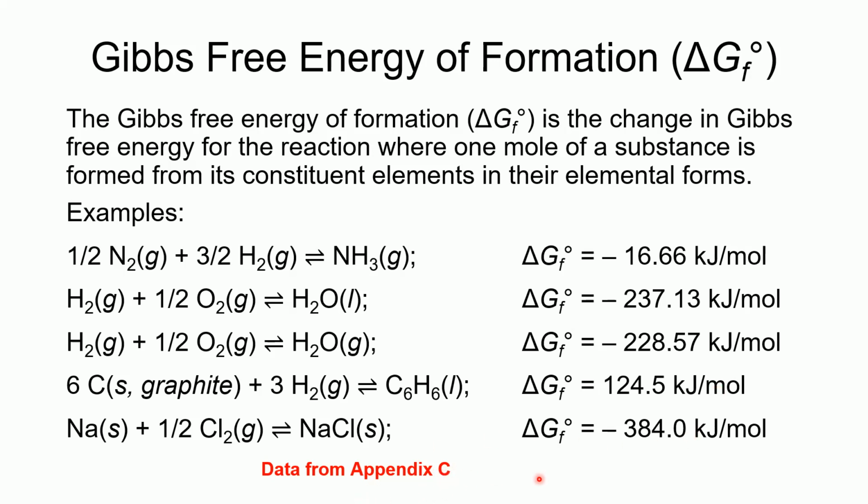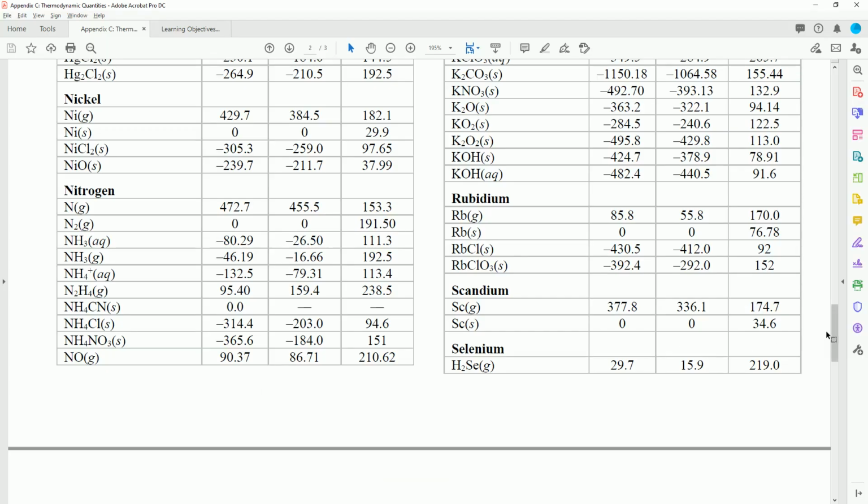Now, I want to point out that all of this data is stuff that I got from Appendix C, and I'm going to tab over to Appendix C so you guys can see what that looks like. So here is Appendix C. One of the ones we just had there was ammonia gas, and ammonia gas had a Gibbs free energy of formation of negative 16.66 kilojoules per mole. All right.